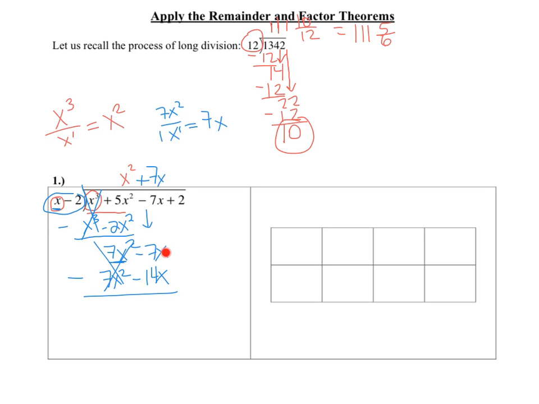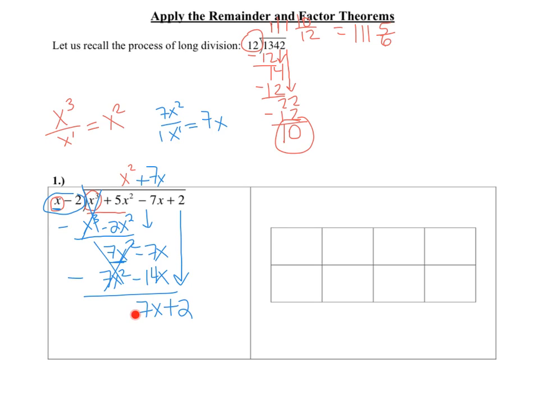And then negative 7x take away negative 14x is really negative 7 plus 14. So you'll get positive 7x. Again, you really have to take your time here and think about all your signs. You've got negative 7, you're subtracting negative 14, so that becomes plus. So negative 7 plus 14 is positive 7x. Bring down your next place value column.